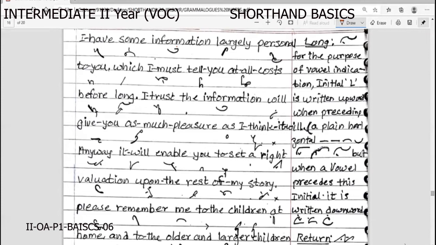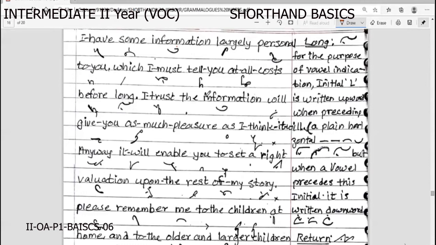What's the rule here to write upward L? In some words you're writing downward L, in some words you're writing upward L. What is the rule behind this? It is when L is immediately followed by the horizontals, like K and G, kalgal. You're going to write upward L when a vowel is not preceding, and downward L when a vowel is preceding. So long, upward L and in. The moment it is along, if you write one A here, it becomes along. So it becomes A and downward L and in.